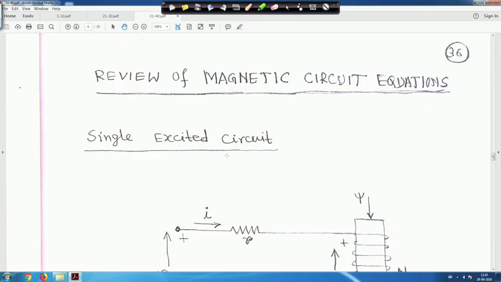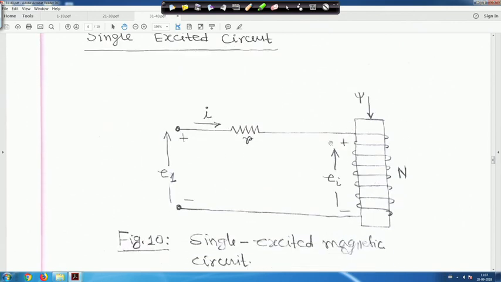The same concept will be applied. Just to brush up our memories before writing the synchronous machine equations, we have to review our magnetic circuit equations briefly. First is a single excited circuit. In this case, you consider a coil whose number of turns is n, flux linkage is psi, and it has a resistance R. This is the current I, and this is the voltage E1, a single excited magnetic circuit.